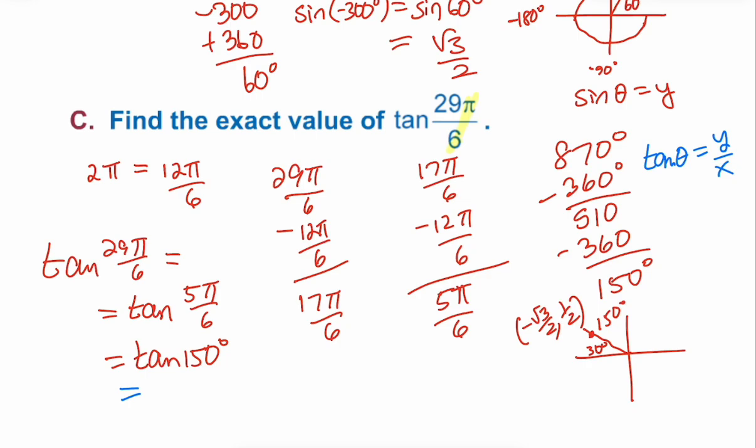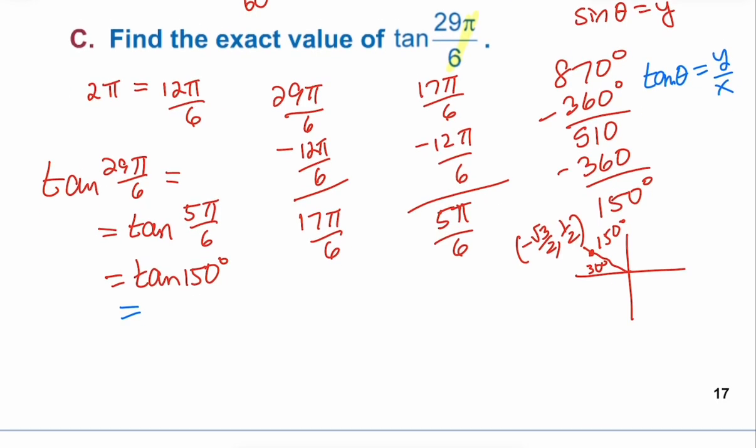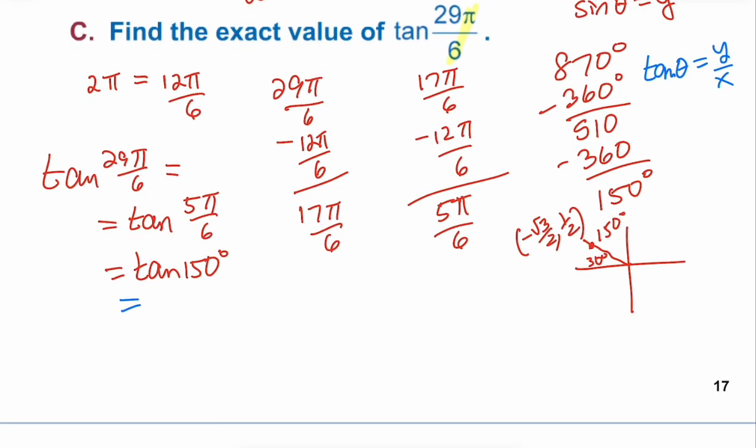So we're just going to do the y value. The y value is 1/2 over the x value, which is negative square root of 3 over 2. Okay, now look what's going to happen. The 2's are going to cancel, just like we did before when we had the square root of 3 over 2 on the top and the 1/2 on the bottom. No matter what, the 2's are going to cancel.